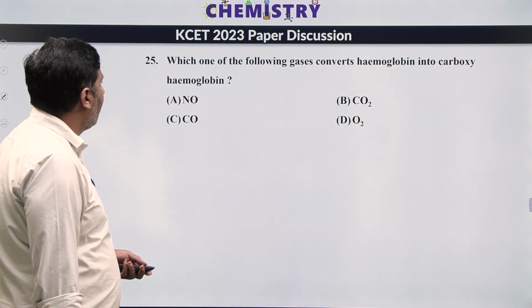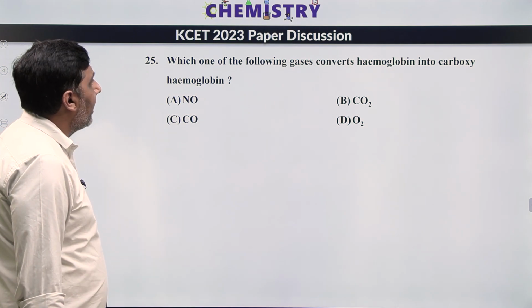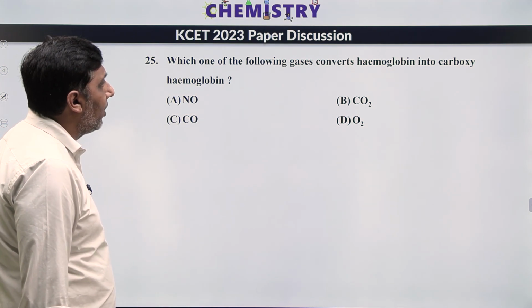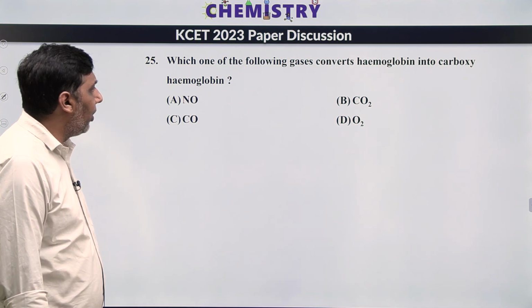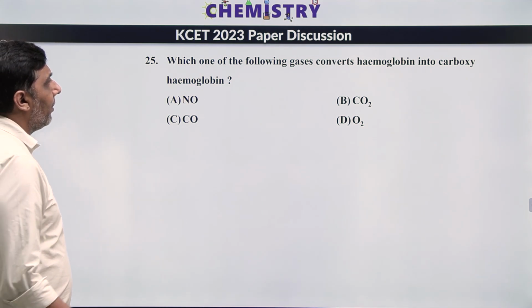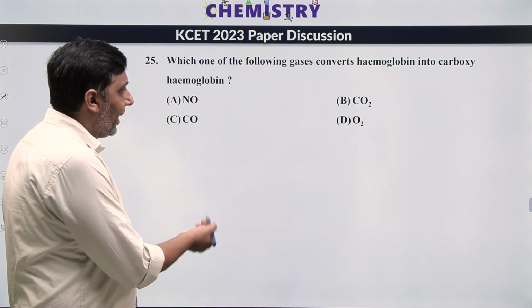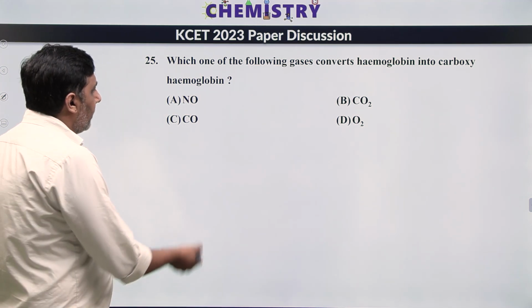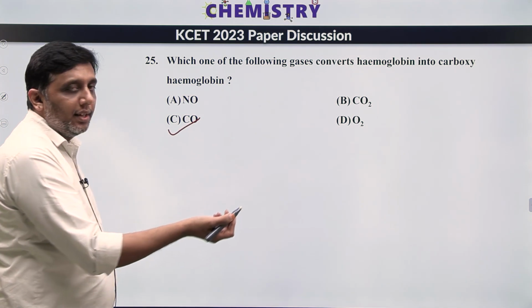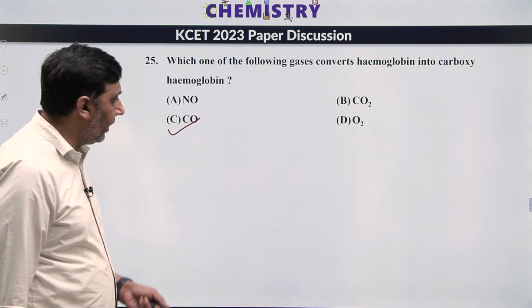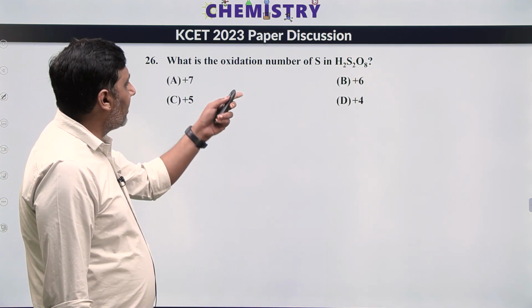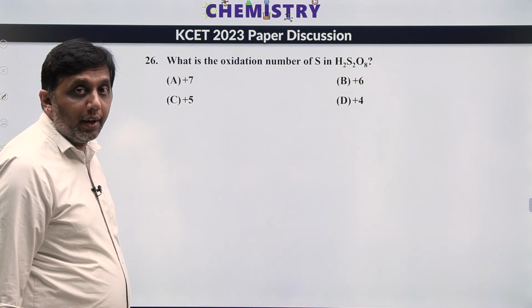Next question, the 25th question, let us see. Which of the following gases converts hemoglobin into carboxyhemoglobin? Carboxyhemoglobin means that it should have carbon monoxide bonded to the hemoglobin. This is directly from the NCERT textbook only, so we can directly look at the question and answer it. That is going to be carbon monoxide. So the next one we have: what is the oxidation state of sulfur in H2S2O8?